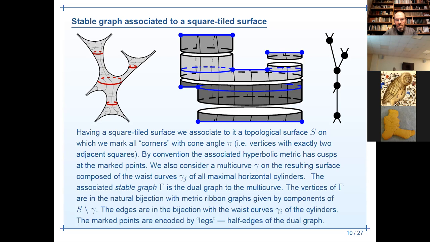So the strategy would be as follows. Recall the problem: I want to compute the asymptotic number of square tile surfaces of genus g with n legs, so n points like this. Sorry, I'm using n twice, but one n is small n, the number of these legs or cusps, and another is capital M, which is responsible for the number of squares, and M tends to infinity. You are allowed to use at most M squares, not necessarily all of them, and you want to compute how many square tiled surfaces you can construct.